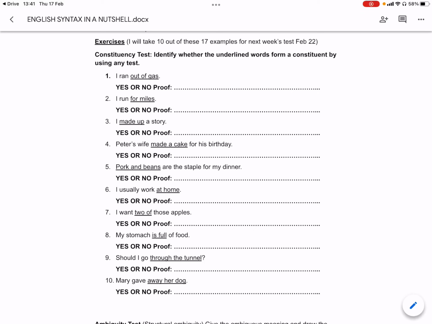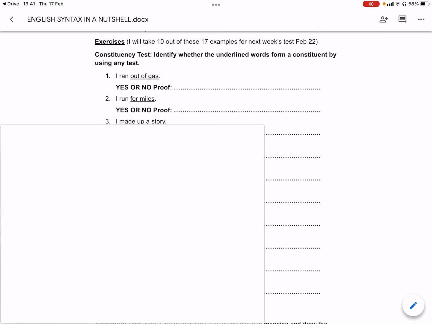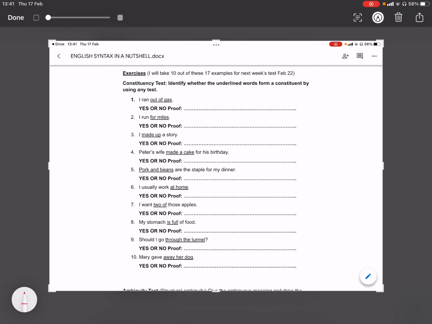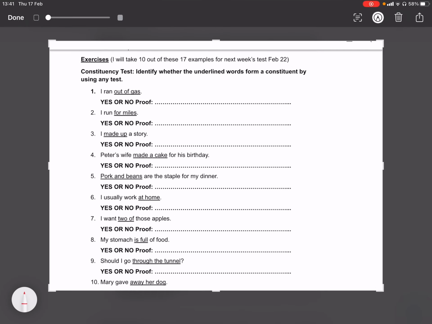Now I'm going to talk about the constituency test. A constituent is a phrase, okay? Like we saw earlier, there's a verb phrase, noun phrase, and prepositional phrase. We have to check whether the words that are next to each other belong to the same phrase or not. And we do that by having some tests to check whether they form a constituent, okay?